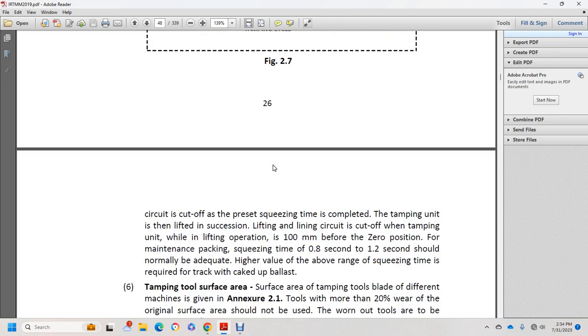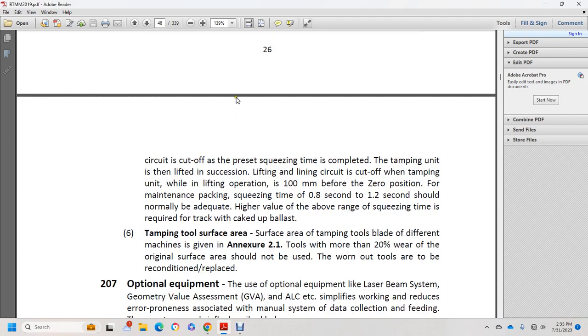The circuit is cut off with the preset squeezing time of the complete cycle with the tamping unit lifted in succession. The lifting and lining circuit is cut off with the tamping unit with lifting operation 100 millimeters before the zero position for the maintenance backing. Squeezing time of 0.8 seconds to 1.2 seconds should normally be adequate. A higher value above the range of squeezing time is required for the track with caked ballast.